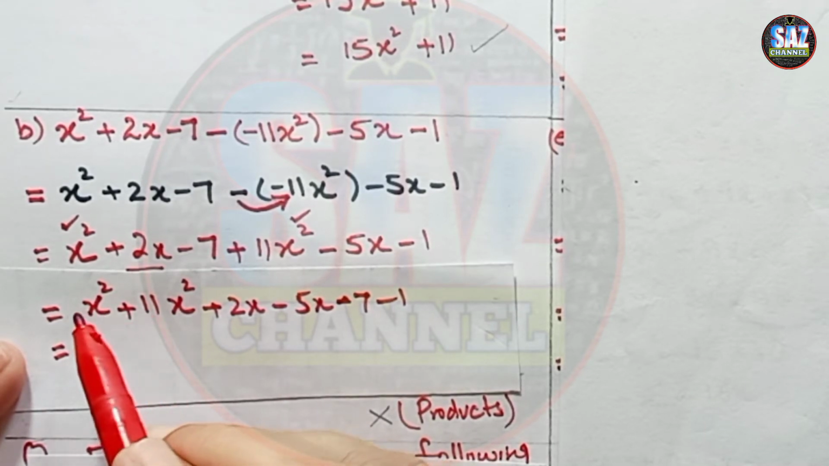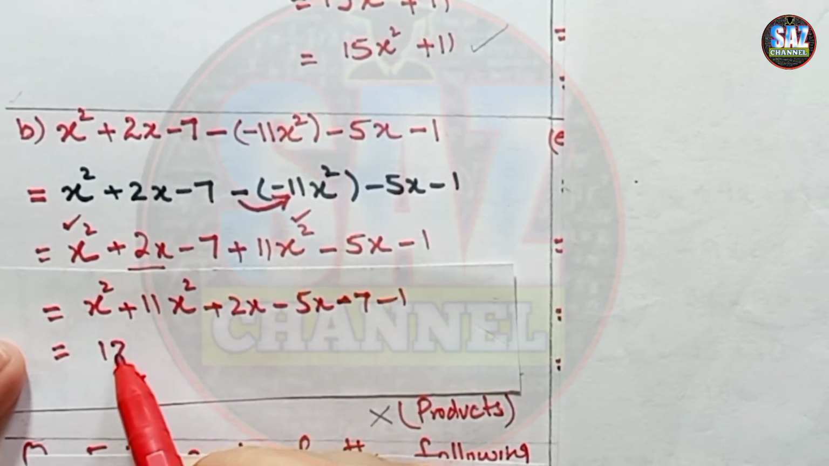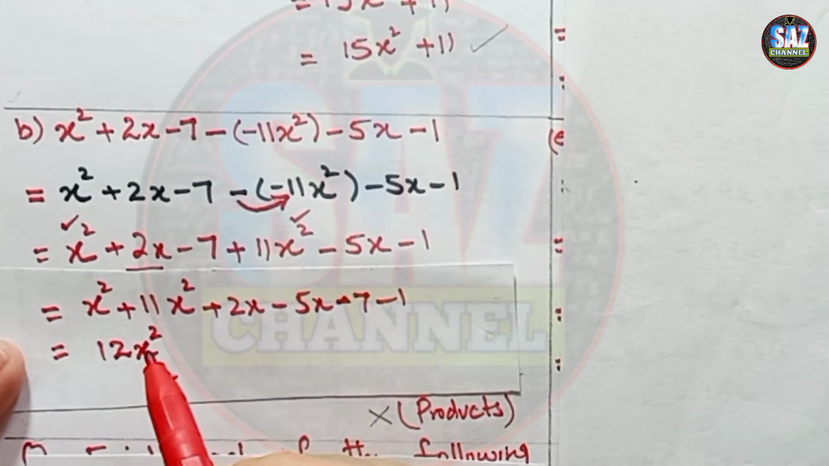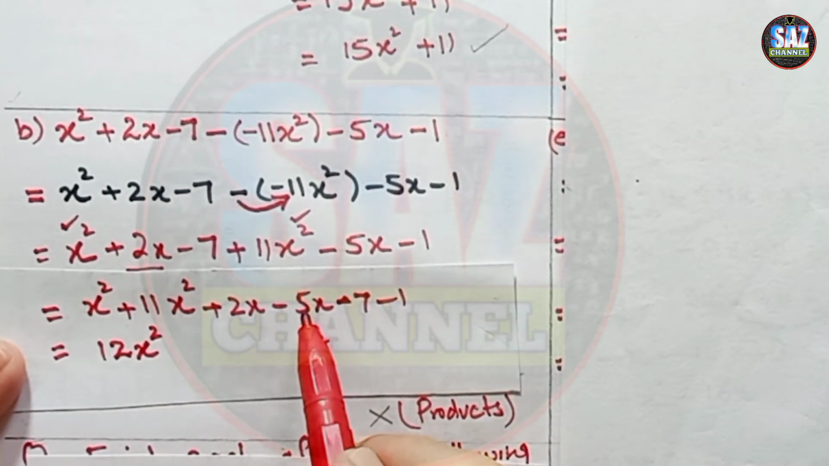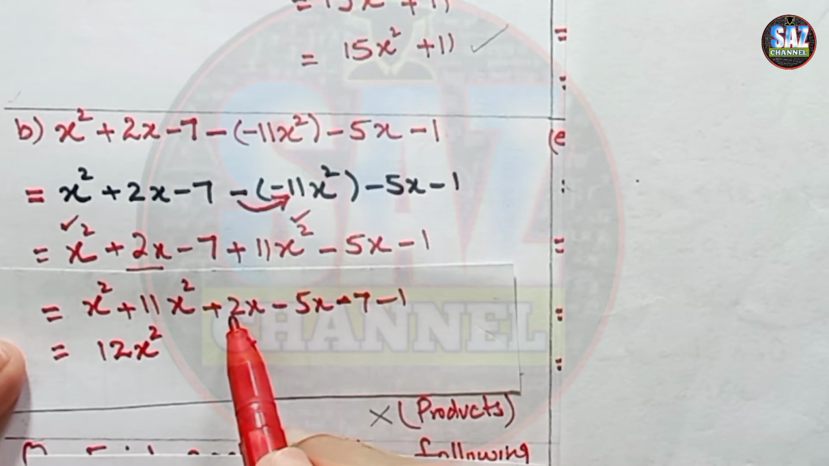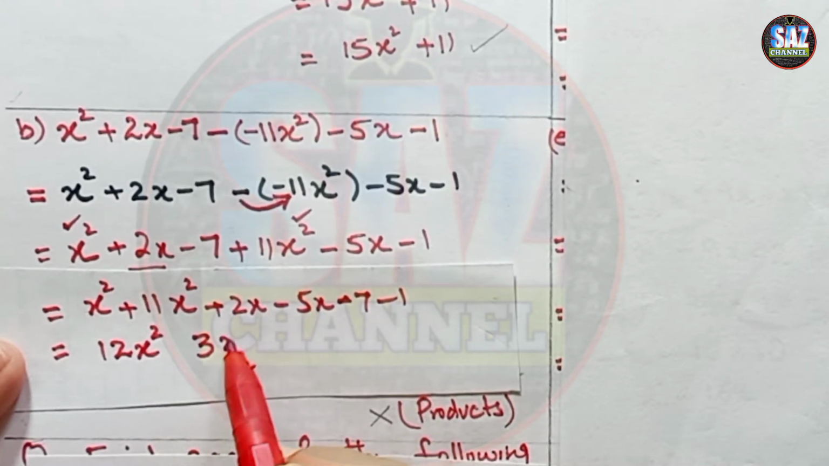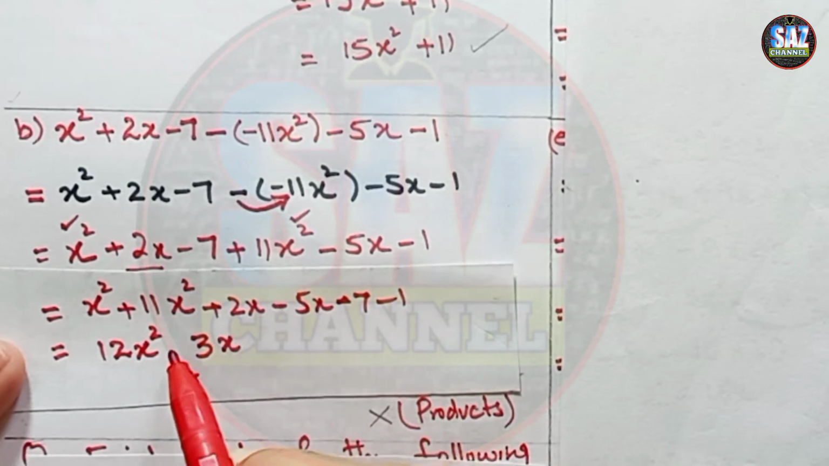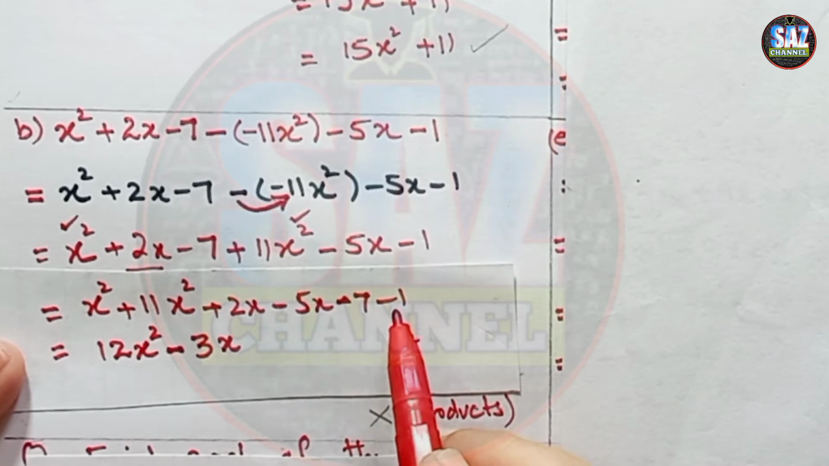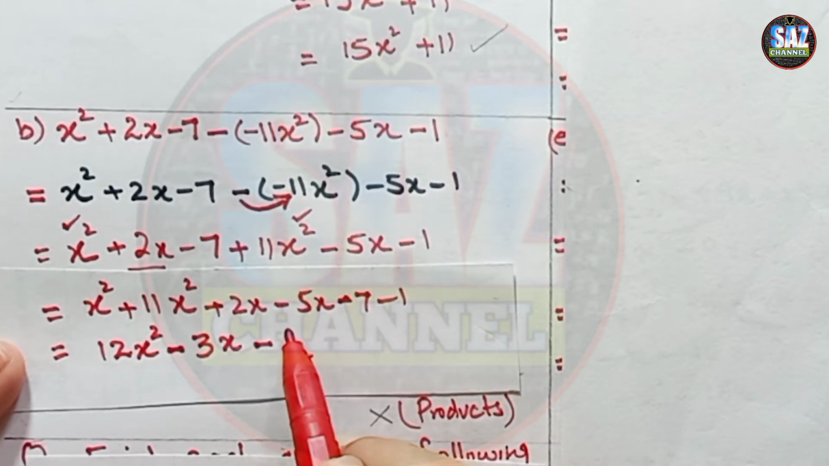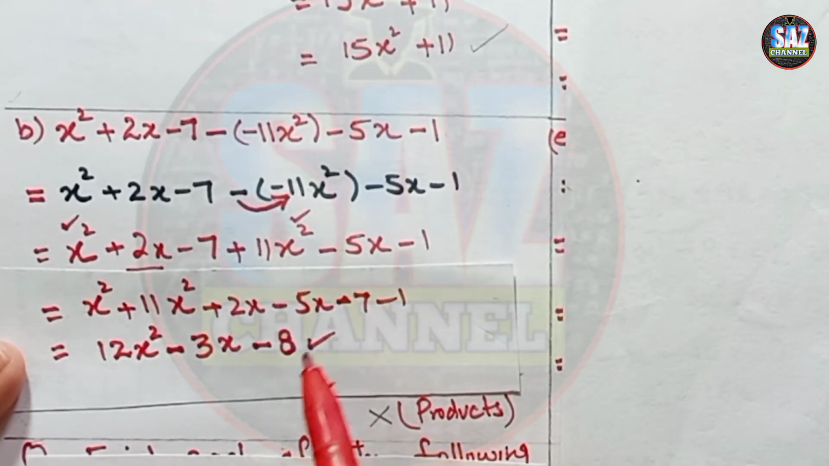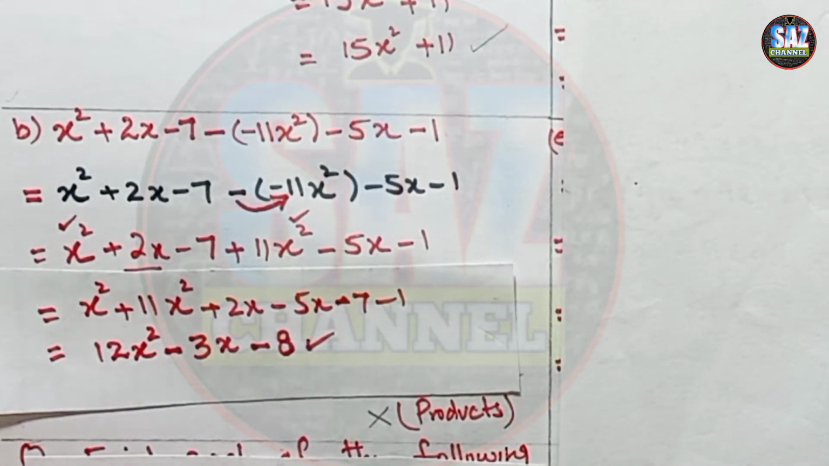11x square plus 1x square will be 12x square, and for 2x minus 5x, I have to take away 2 from 5 and my answer will be 3x, and 5 is the bigger term, so I have to mark the minus sign here. And minus 7 minus 1 will give me minus 8. I hope you are clear about this question, and let's move to the next question.